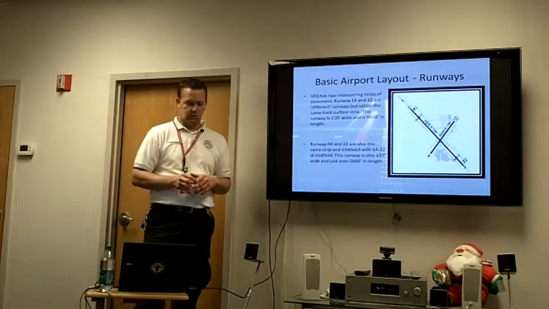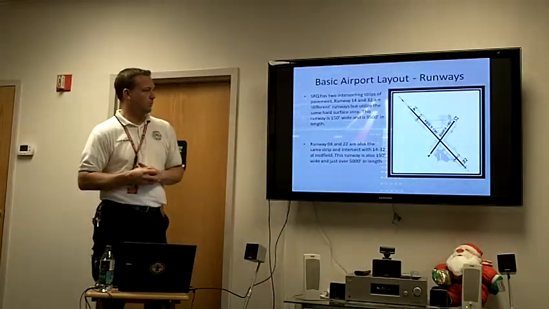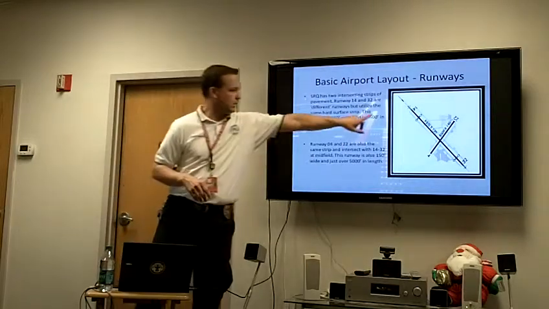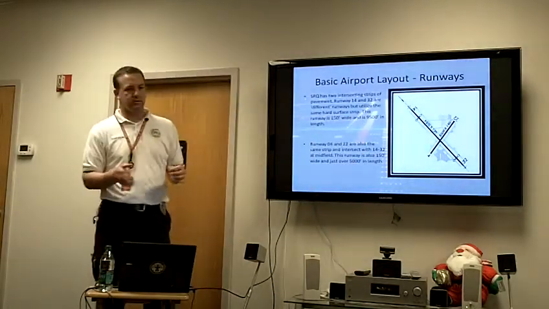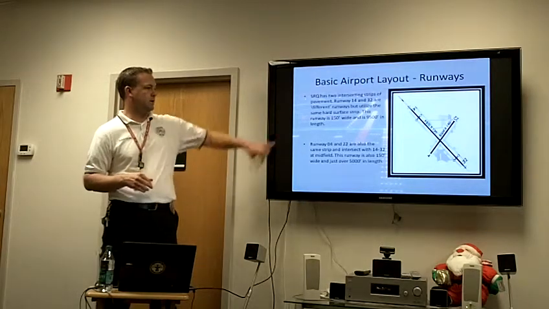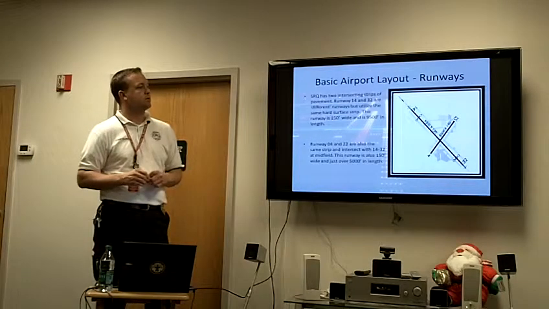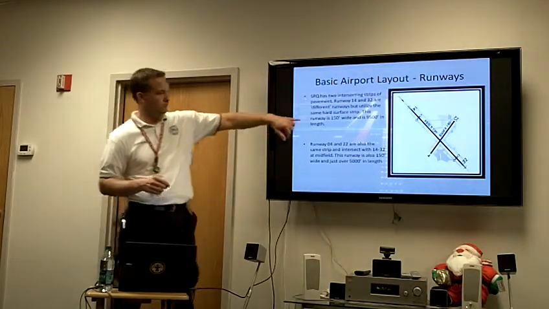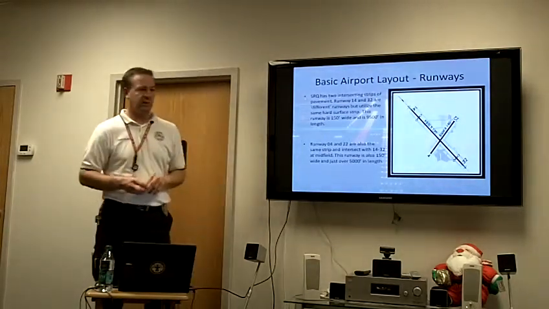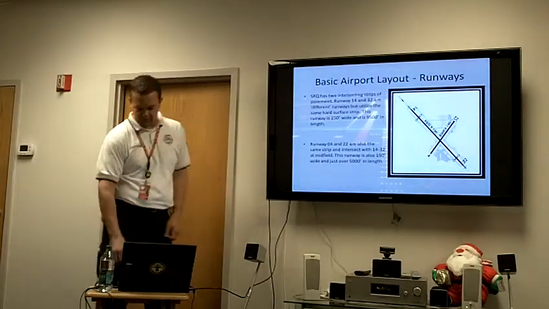Runways here at SRQ, we have two intersecting strips, as you can tell on the map. Runways 14 and 32 are different runways, but they utilize the same hard surface. The same with 04 and 22. Both runways here at SRQ are 150 feet wide, and the longer 14/32 runs about 9,500 feet in length, as well as 04/22 runs just over 5,000 feet in length.